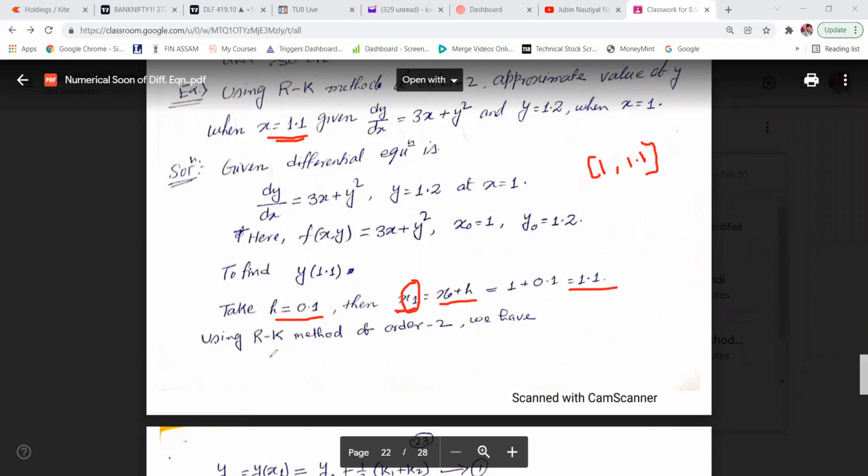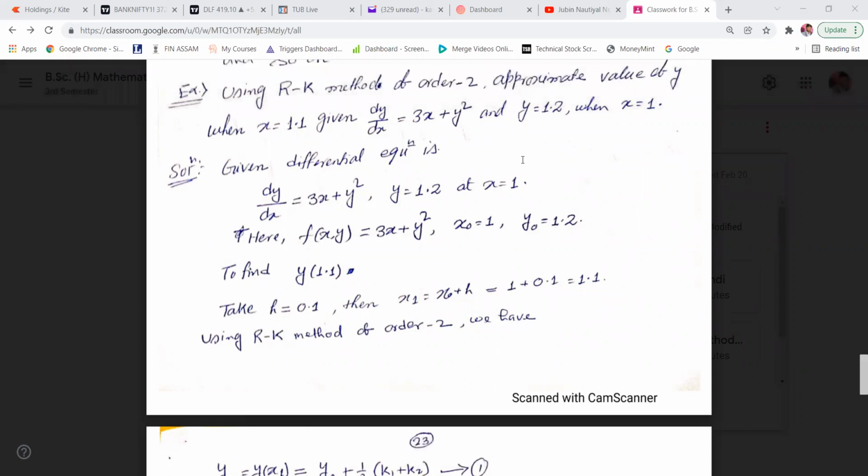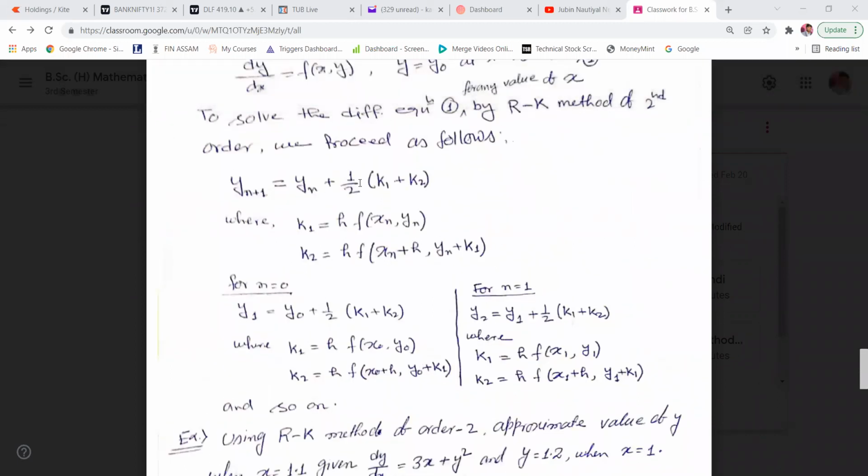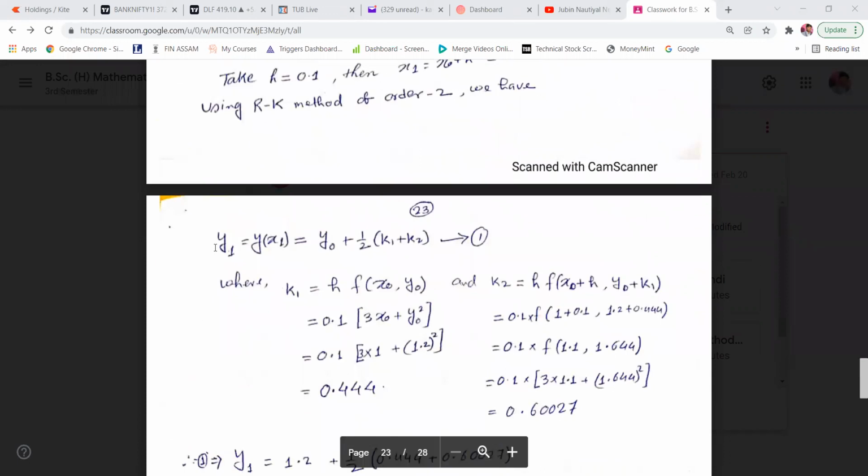Now use RK method, step by step we'll go. Now use RK method of second order. So the formula, obviously you know: y n plus 1 is equal to y n plus half k1 plus k2. So y1 is equal to y of x1, that is y0 plus half k1 plus k2. Y0 is given. Now we need to find this k1 and k2 to get the value of y1.